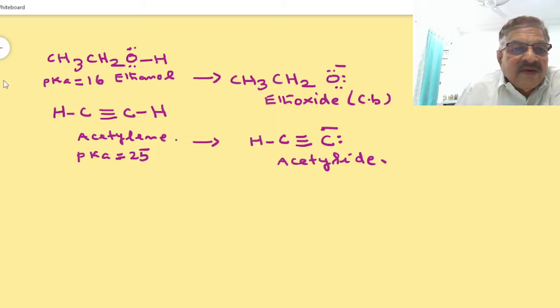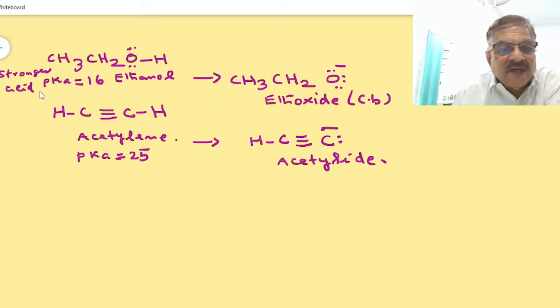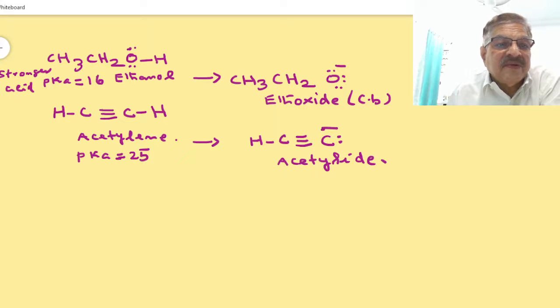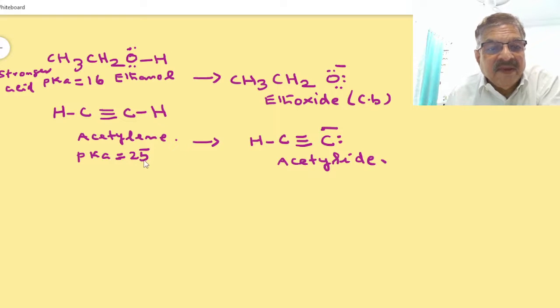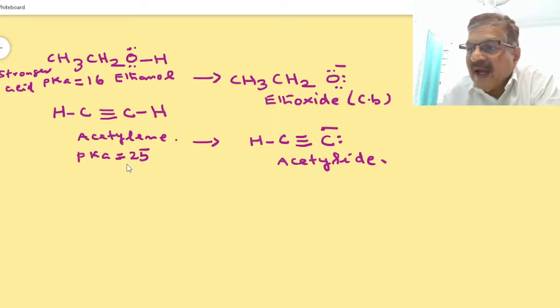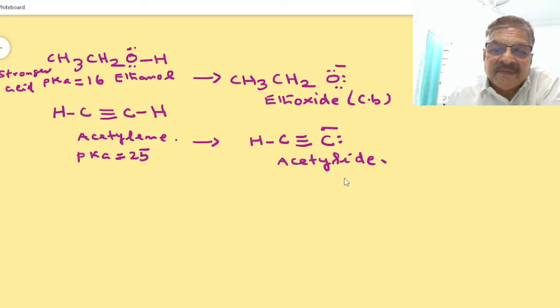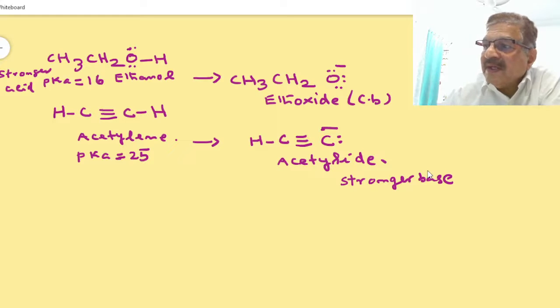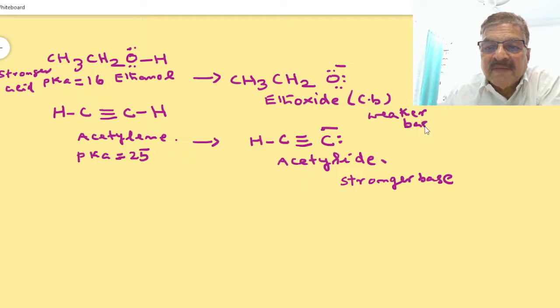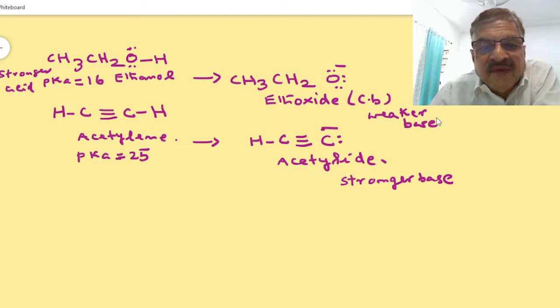So ethanol is the stronger acid, and acetylene is the weaker acid, because pKa 16 versus pKa 25. Therefore, acetylide will be a stronger base. A weak acid gives a strong base. Therefore, ethoxide will be the weaker base. We are comparing which is stronger and which is weaker.